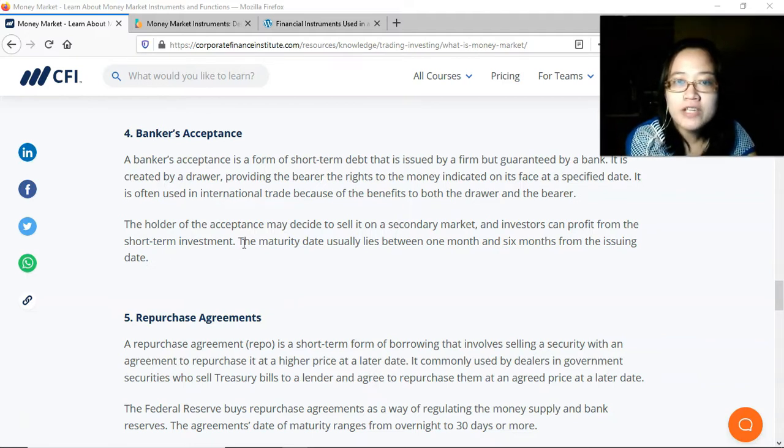The holder of the acceptance may decide to sell it on a secondary market, and investors can profit from the short-term investment kasi normally discounted or at a lower price compared to the face value ang bentahan. The maturity date usually lies between 1 month and 6 months from the issuing date.